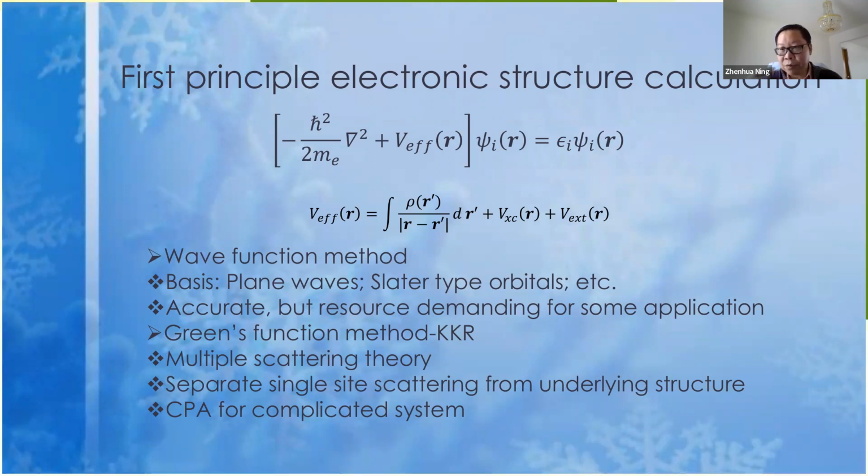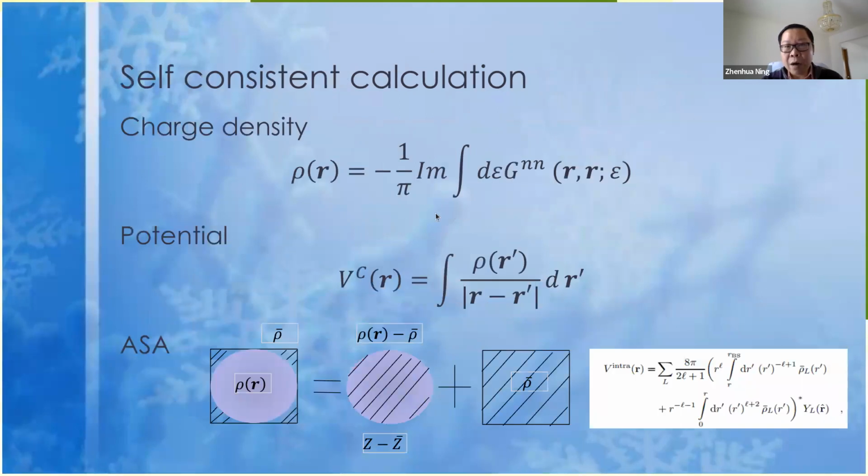For both methods, it requires self-consistency. It means that for each iteration, people need to solve the new charge density, and from the new charge density, solve the effective potential. The external potential is known. The exchange correlation potential can be calculated by functional. I'll focus on how to solve the Coulomb potential. In KKR, the charge density can be obtained from the imaginary part of the Green's function.